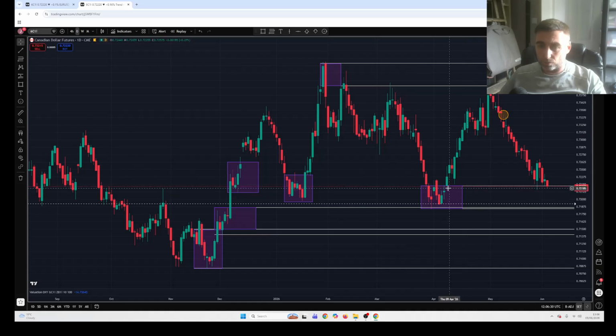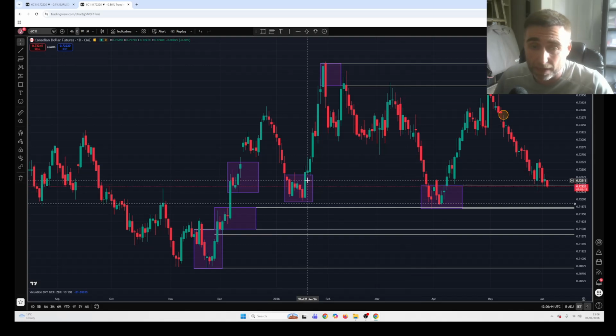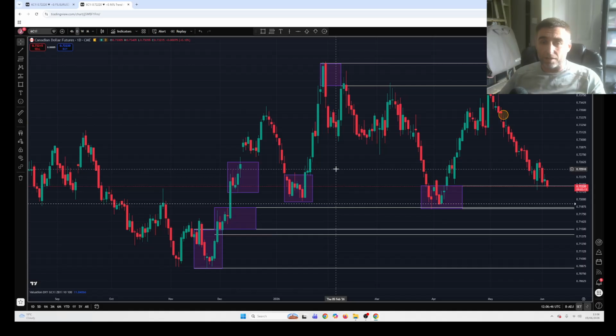But the issue in my eyes is that this is the latest, the last reaction, but we've got a reaction here and a reaction here. So each reaction, in my back testing experience and from what I've been taught, gets weaker and weaker, and it's more likely to actually break this zone and come downwards. So that to me is a weak zone.